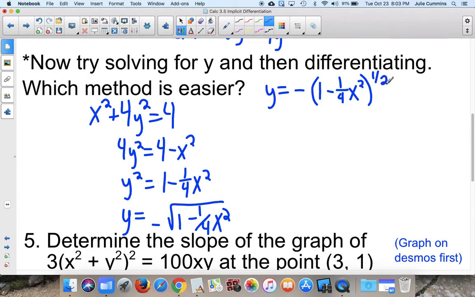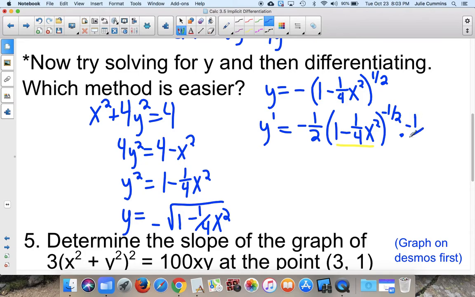I'll prove it to you. We'll do it right now. So the derivative is, we're going to have to bring down that 1/2, 1 minus 1/4 x squared to the negative 1/2. Then we would have to apply the chain rule to this inside part right here. So the derivative of that inside part, the derivative of 1 is 0. The derivative of negative 1/4 x squared would be negative 1/2 x. And then we would clean that up. Negative 1/2 times negative 1/2 is 1/4. So we have a 4 on the bottom, an x on the top, and then we'll drop this down to the bottom, 1 minus 1/4 x squared.